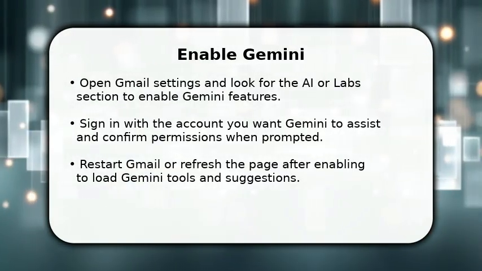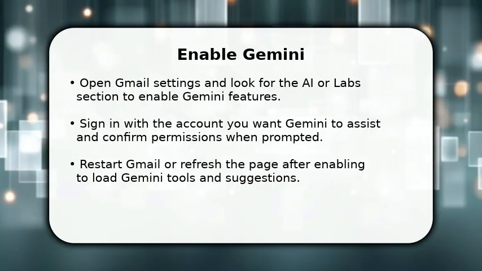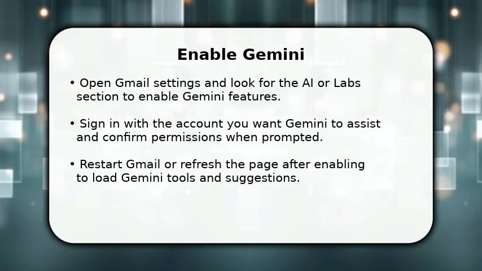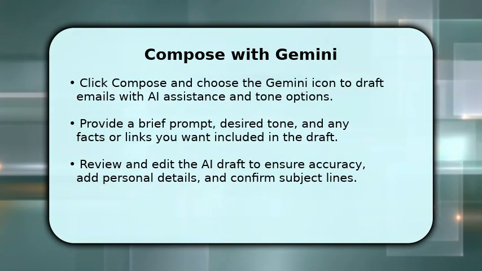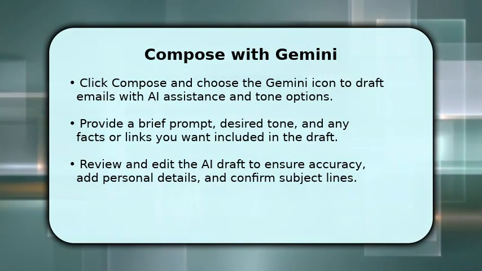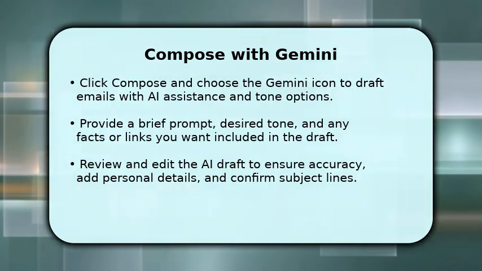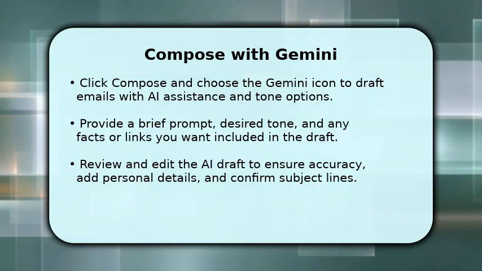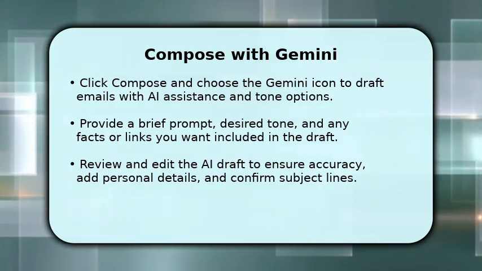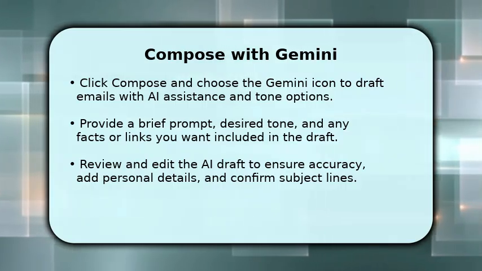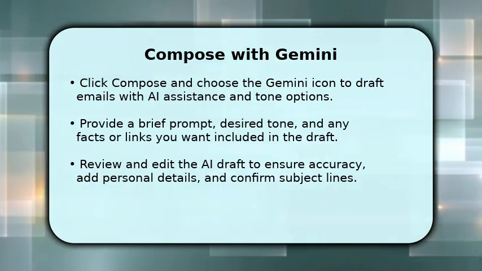You can toggle individual tools on or off and control data usage settings in the privacy panel for more tailored assistance. Use Gemini to speed up composing by giving a concise prompt and tone, like professional or casual. Ask Gemini to shorten, expand, or rewrite sentences, summarize threads, or generate subject lines that increase opens. Always verify dates, names, and links the AI inserts to avoid mistakes.